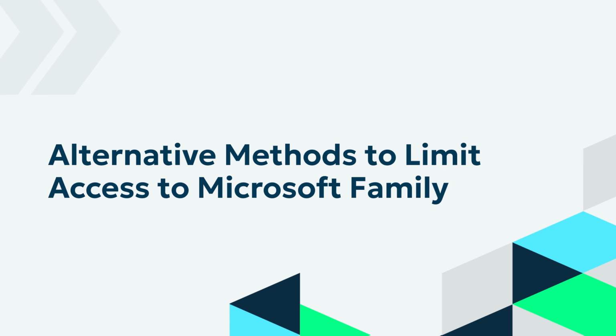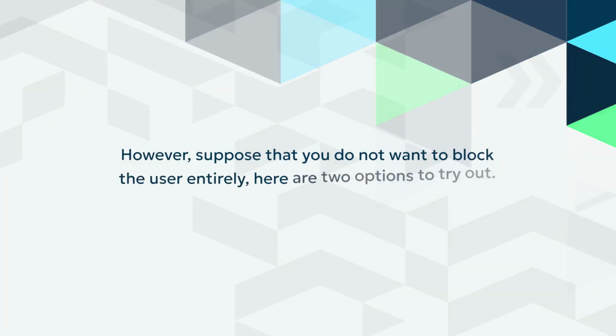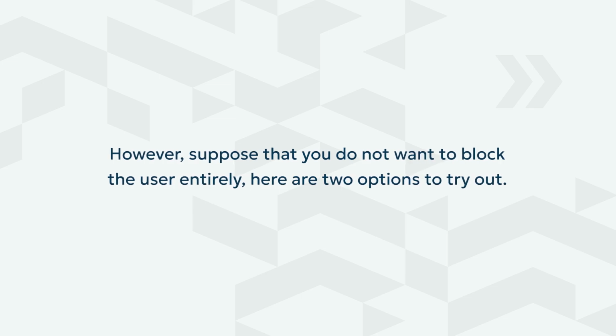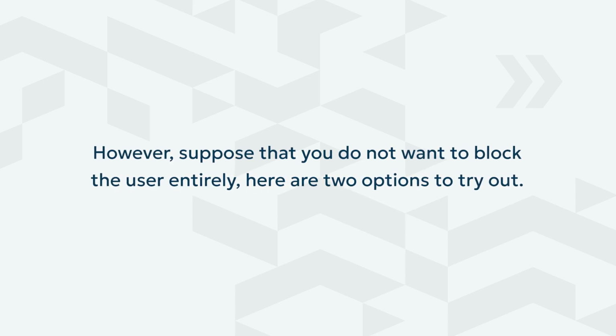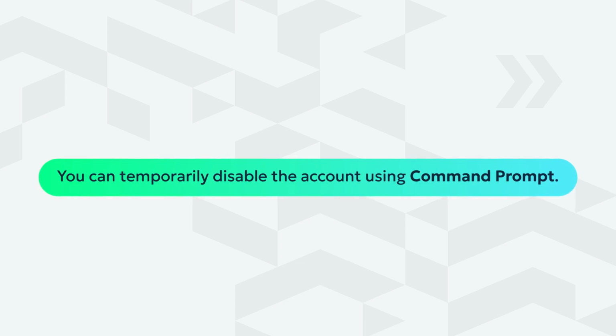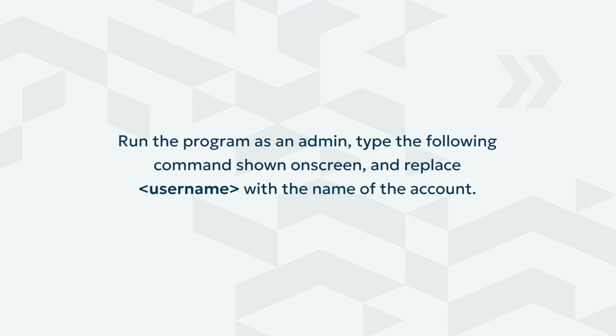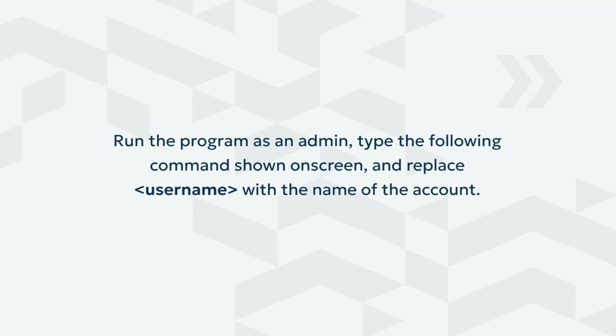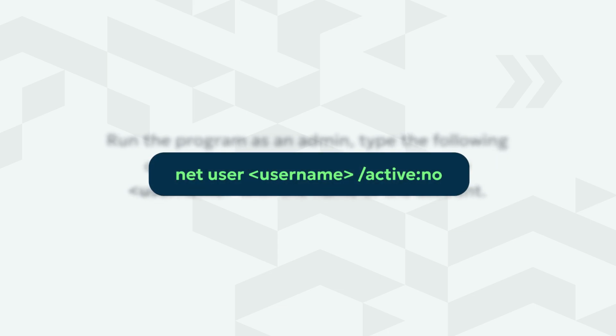Alternative methods to limit access to Microsoft Family. However, suppose that you do not want to block the user entirely. Here are two options to try out. You can temporarily disable the account using Command Prompt. Run the program as an admin, type the following command shown on screen, and replace it with the name of the account.